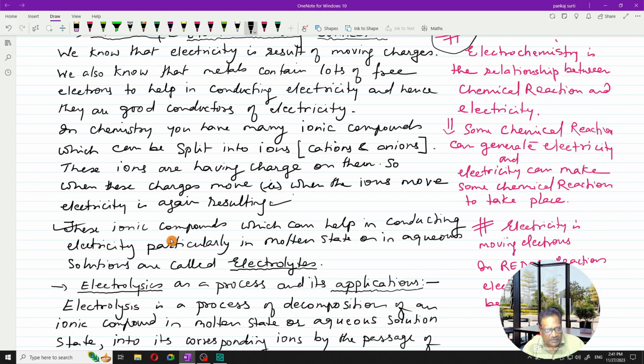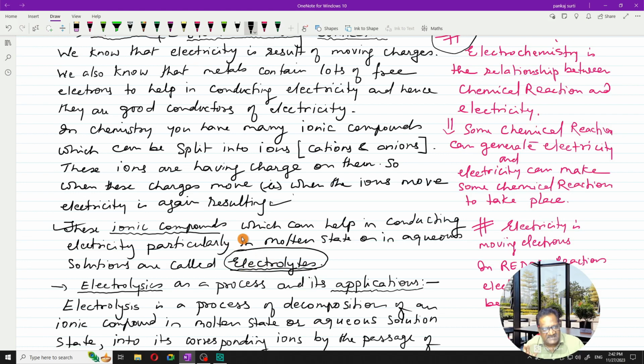These ionic compounds, which can help in conducting electricity, particularly in molten state or in aqueous solutions, are called electrolytes. Electrolytes are certain chemical substances, and particularly they should be ionic compounds. That's very important, because only ionic compounds can give ions. These ions, when they are moving, will give you electricity.